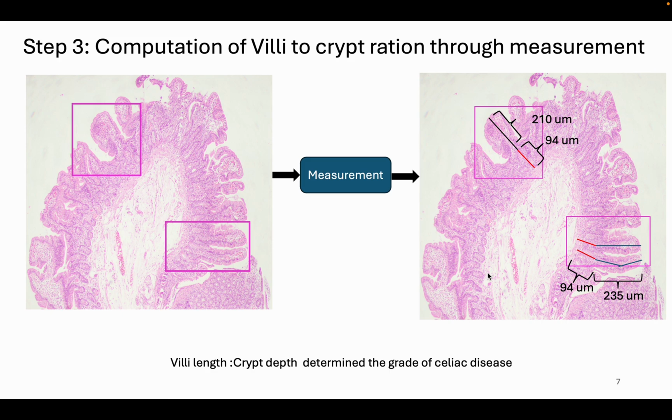The third step is basically the measurement. In measurement, you compute the length of villi and crypt. As the severity of the celiac disease increases, the villi length reduces. And using the villi length, the celiac disease is graded into various categories.